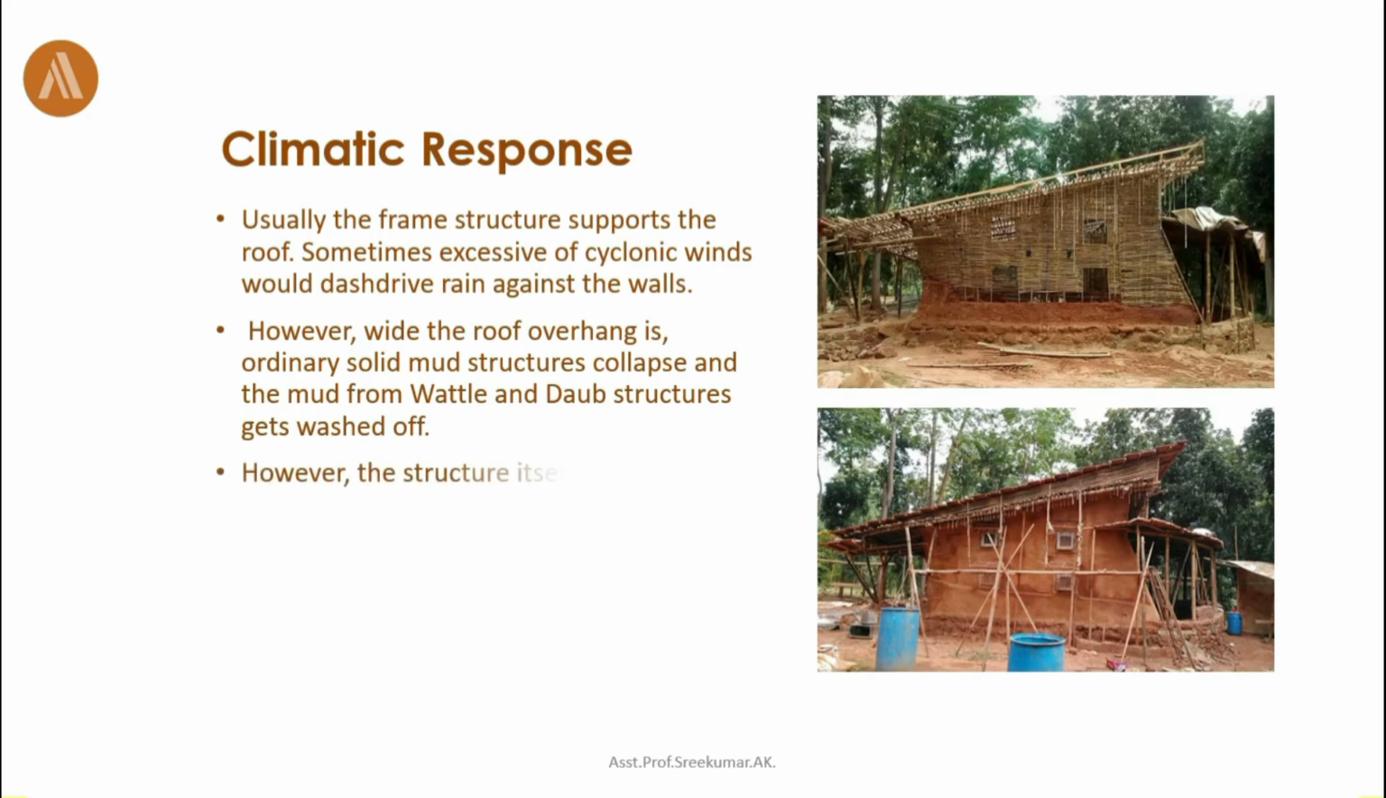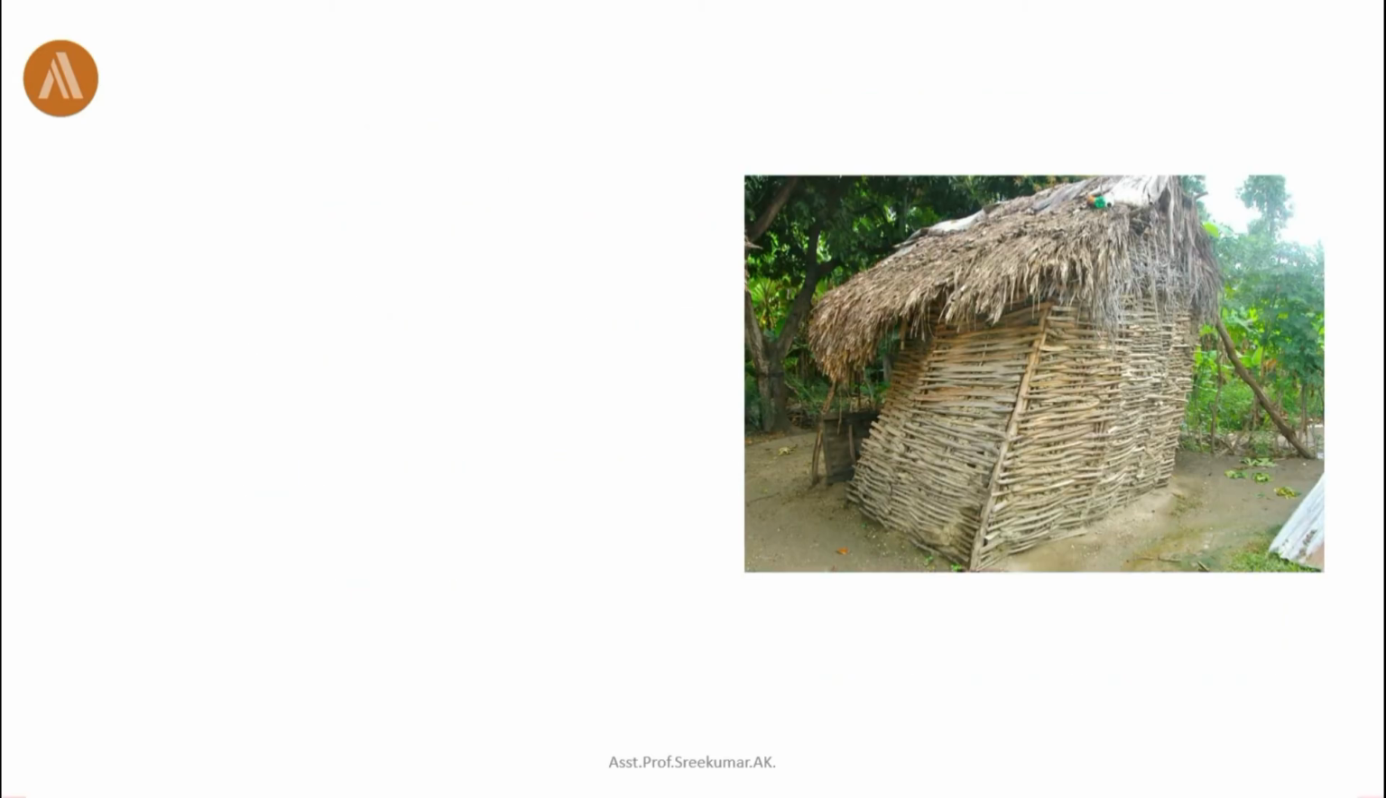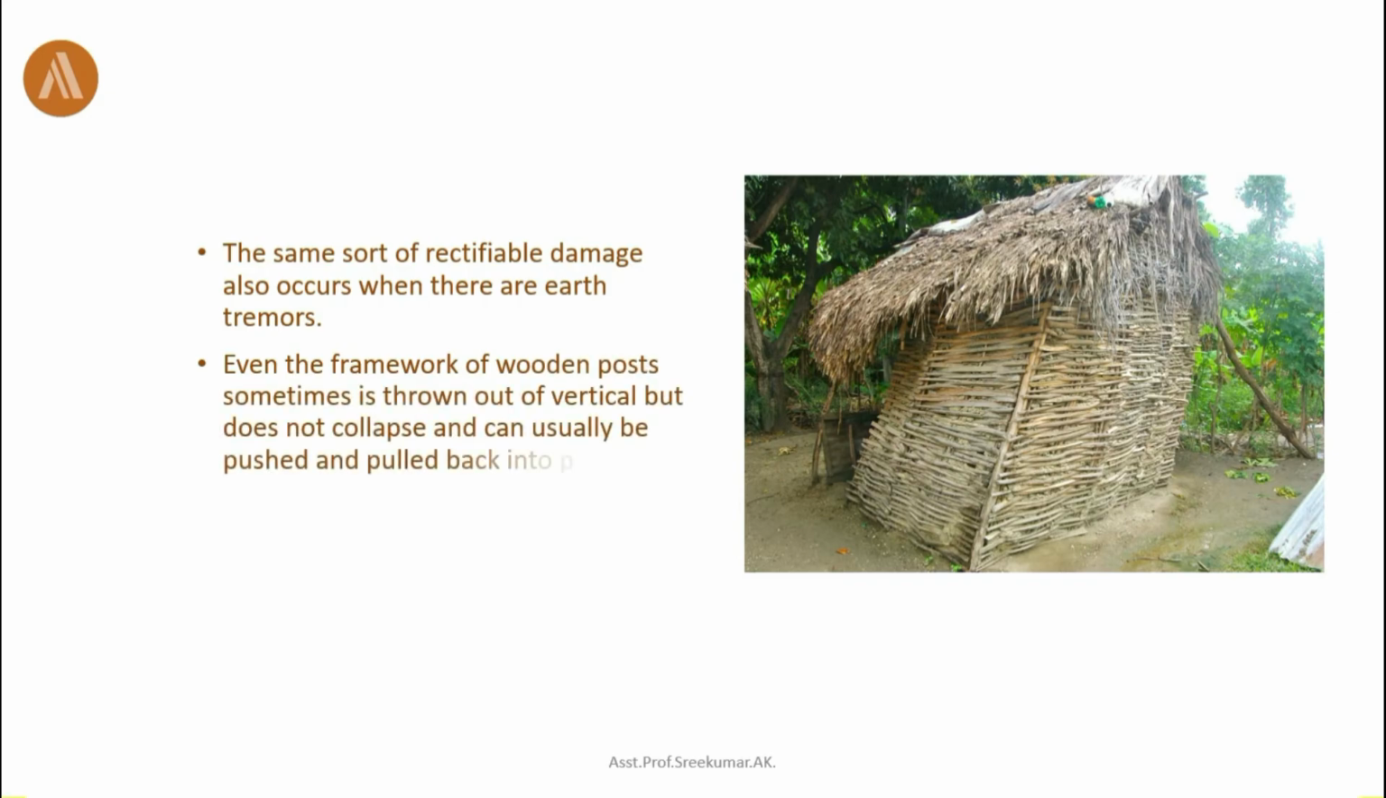and the mesh of cane or split bamboo remains intact, and after the heavy rain is over, the mud is plastered on again. The same sort of rectifiable damage also occurs when there are earth tremors. Even the framework of wooden posts sometimes is thrown out of the vertical but does not collapse and can usually be pushed and pulled back into proper shape.